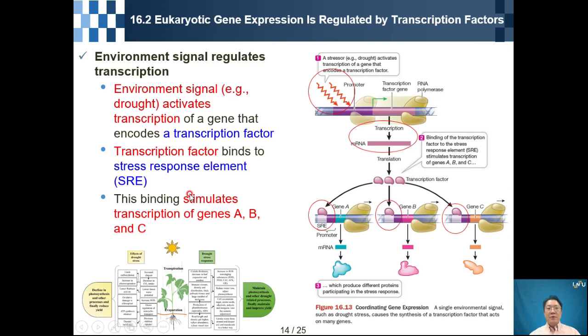Let me summarize again. Environmental signals can regulate transcription. For example, one case is drought, which can activate transcription of several transcription factors. They bind to the SRE elements, so they can stimulate transcription of gene A, gene B, and gene C. And these proteins participate in the stress response.